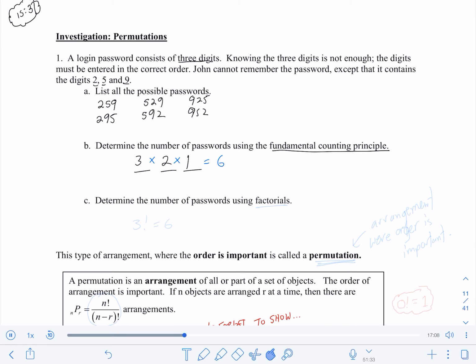And the next one is something that's new. We're going to be using something called factorials. It uses an exclamation mark. And we're just going to write 3 factorial, which is 6 ways.